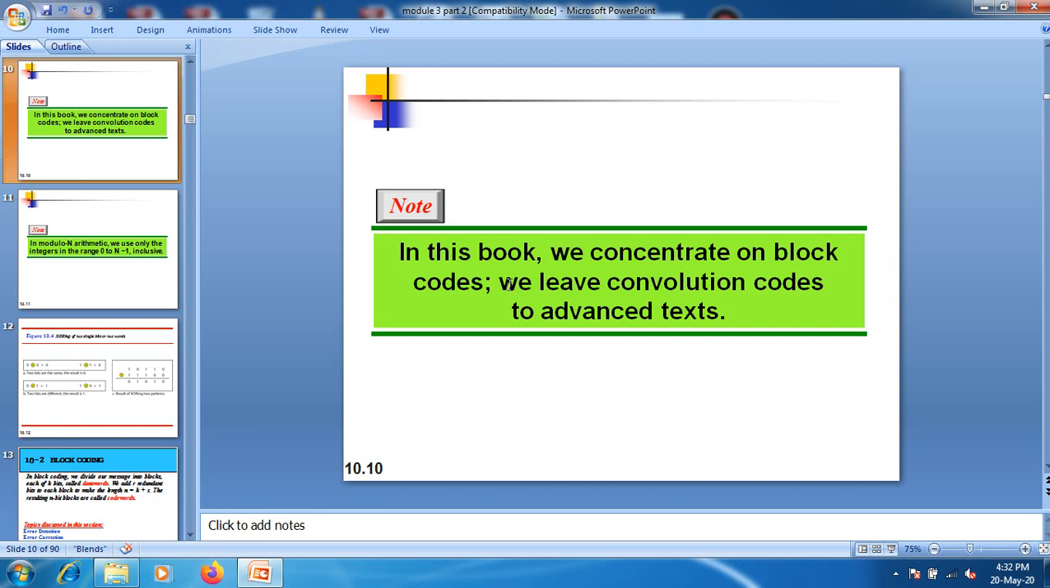When it comes to coding, we have two approaches. One is block coding. The second one is convolution. For your syllabus, we have only this block coding approach here. And we are going to discuss the number of approaches that are used to detect the errors here.